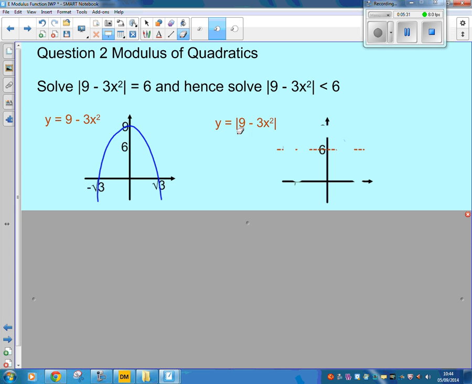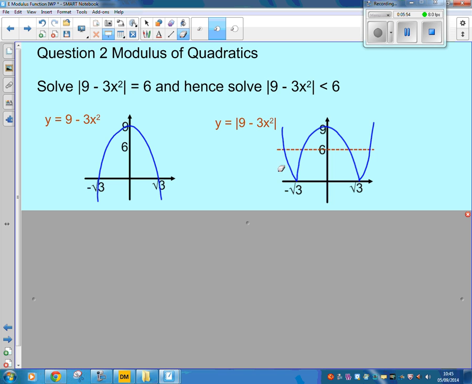Now we want y is the modulus of that, so as always, you're going to reflect what's below the axis above it, okay? So it's not going to be a nice smooth join here, it's going to form a sort of W shape, and it's going to look like that, where these parts are going to be reflected up here, the parts below the axis.